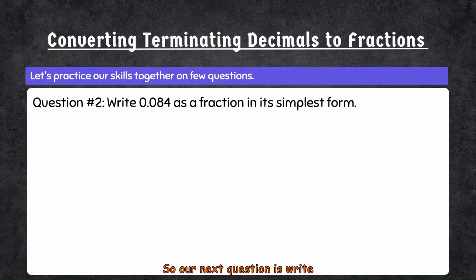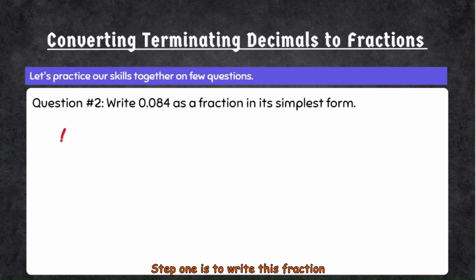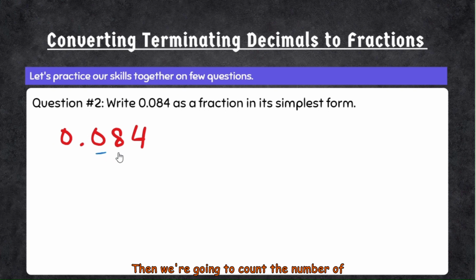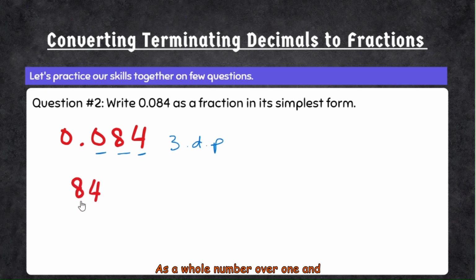So our next question is, write 0.084 as a fraction in its simplest form. Step 1 is to write this decimal down, so 0.084. Then we are going to count the number of decimal places, so 1, 2, 3, 3 decimal places. Then we are going to imagine that this decimal point never existed, so this would be 0.084, which would technically be 84 wholes. So 84 as a whole number over 1 and 3 zeros because we have 3 decimal places.